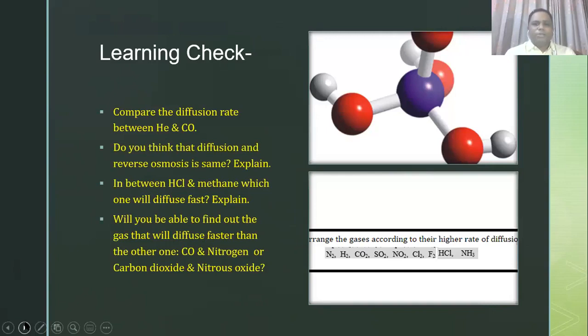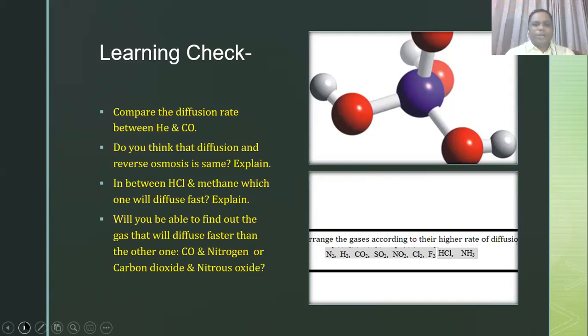And now students, you can see we have shared what is diffusion, effusion, and what are the applications of Graham's law. Now we can share some questions for you to study as the learning check of this lesson. So from this lesson, you have learned that the gas with lower mass will diffuse first. So you can compare the diffusion rate between helium and carbon monoxide.